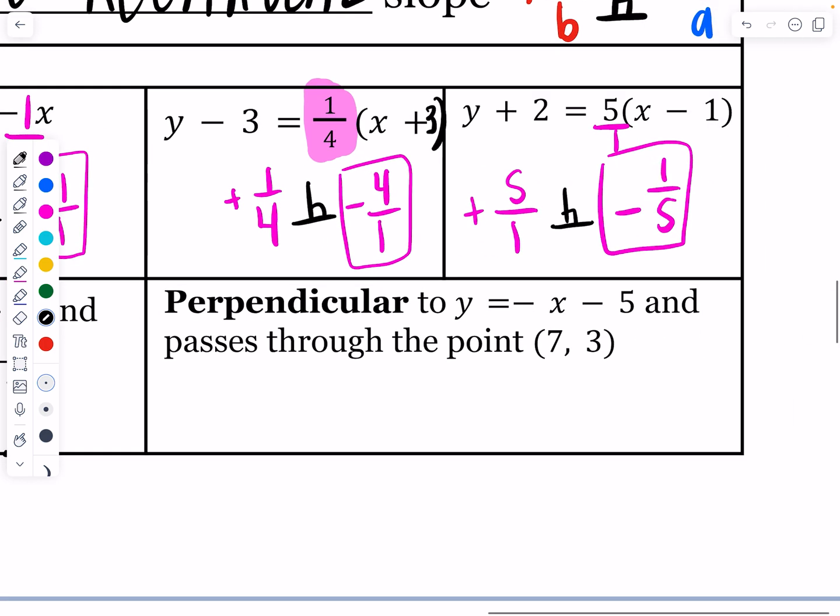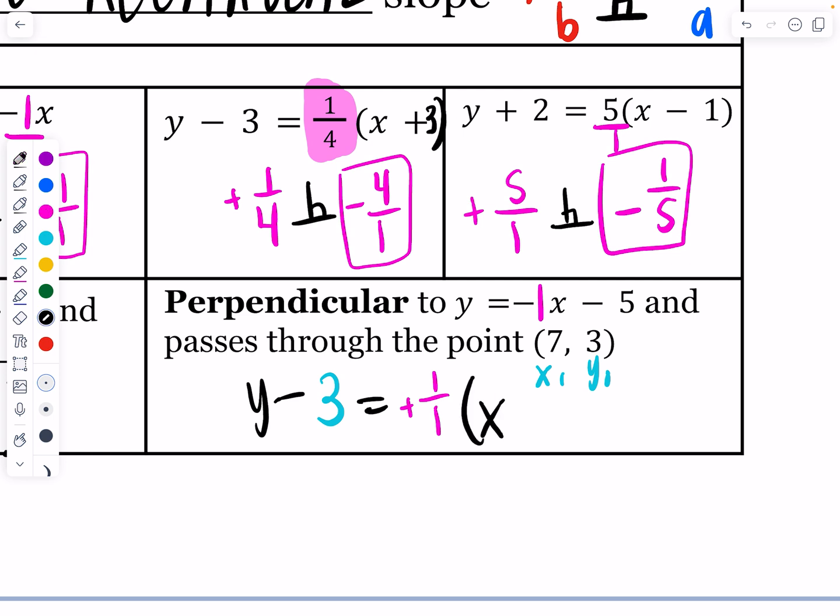All right, perpendicular to this one, well, what's written that we understand is there? It's going to be a -1. And we want it to go through this point, x1, y1. So we're assuming that it's a different line. And so I'm going to go y minus, what's my y1? That is a 3, equals perpendicular slope to -1 over 1 is going to be a positive 1 over 1, or a positive 1. And that's going to be x minus, that is going to be 7. Okay, so that's in point slope form.